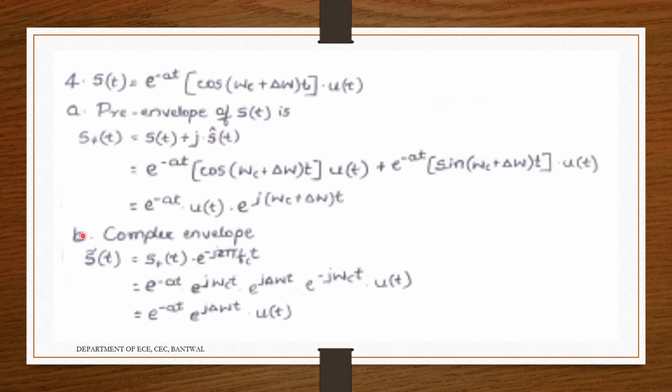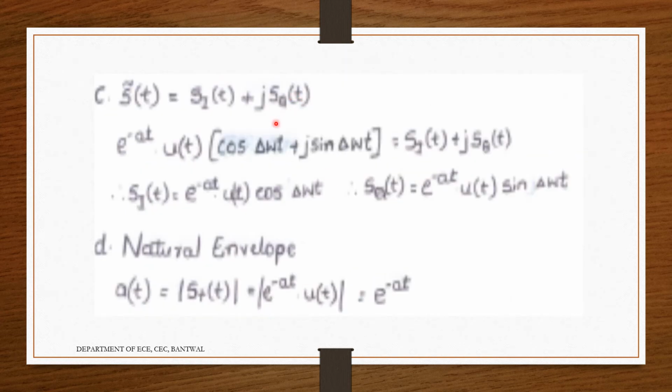The complex envelope now. ŝ(t) = s+(t) e^(-j2πfct). e^(-at), e^(jωct) and e^(jΔωt) are simplified, and here e^(-jωct), where ωc is nothing but 2πfc, into u(t). This and this get cancelled, leaving e^(-at) e^(jΔωt) u(t). This is the complex envelope.